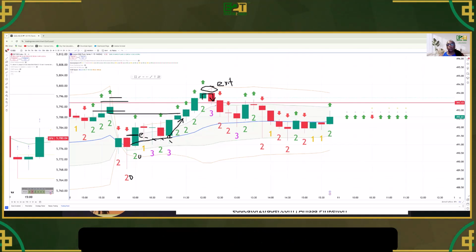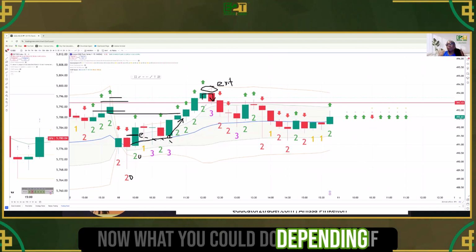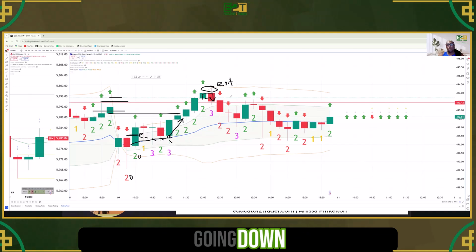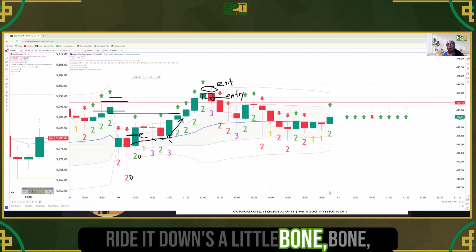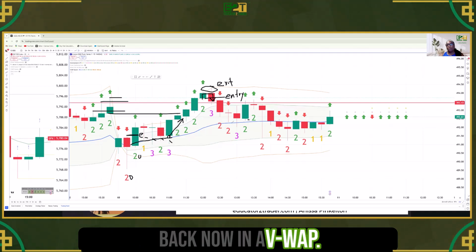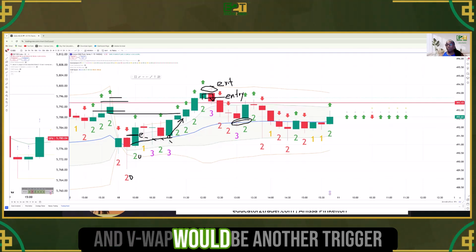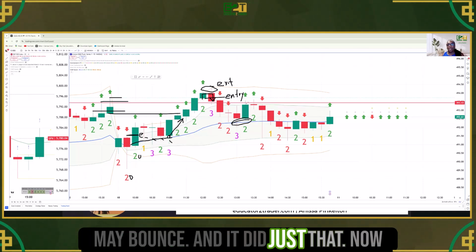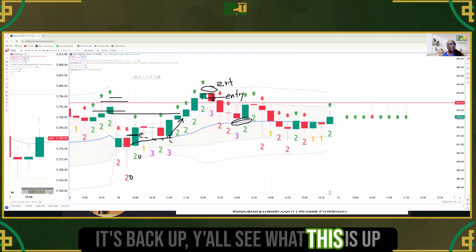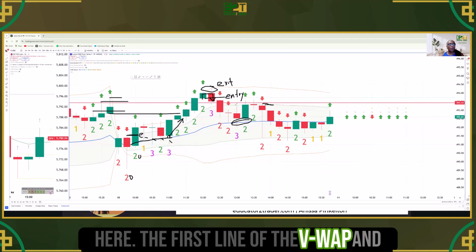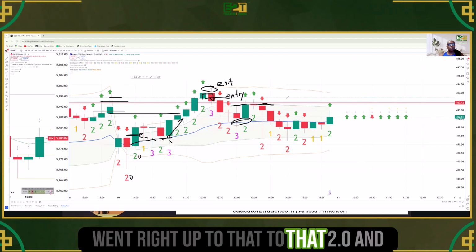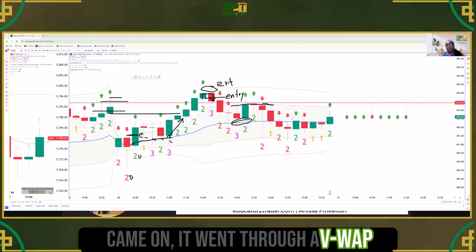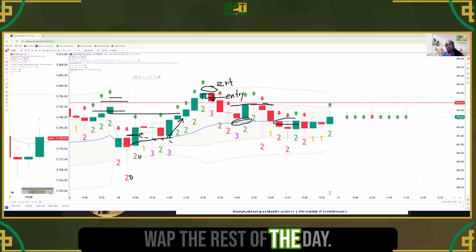Now, what you could do, depending on if you were buying, was say, okay, once we reverse, now this becomes entry going down. Ride it down some more, boom, boom, boom, and it came right back down to VWAP. And VWAP would be another target for exit, because VWAP is a place where it may bounce, and it did just that. Bounce back up. Y'all see what this is up here? The first line of the VWAP. It went right up to that 2.0 and then turned around. It went through VWAP, but notice how it hovered around VWAP the rest of the day.